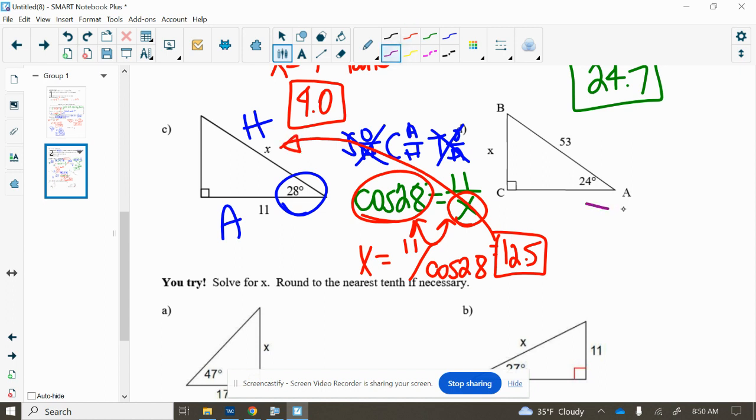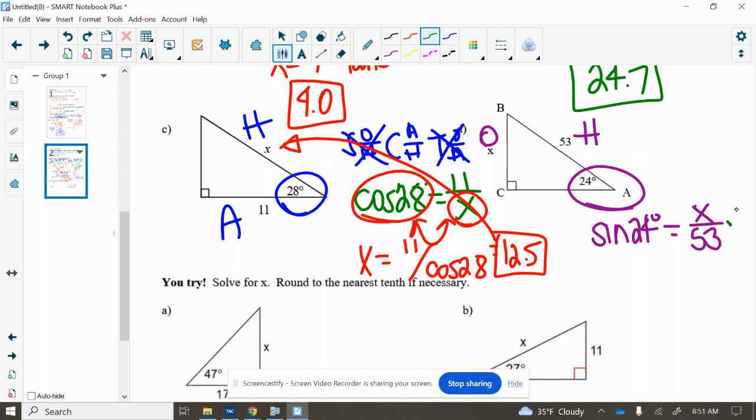And then last but not least, we are given angle A is 24. This time the opposite leg and the hypotenuse are given, and x is what we are looking for. So we will want to use sine. My angle is 24, opposite over hypotenuse this time.